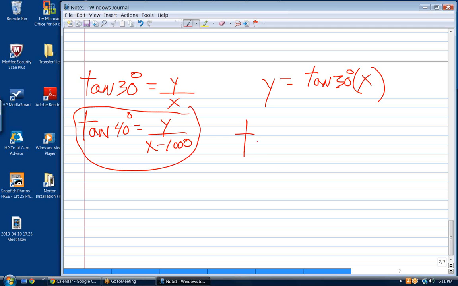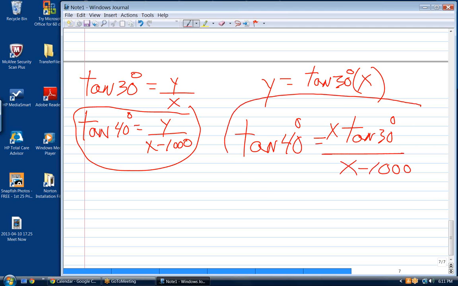So now we got the tan of 40 degrees equals, instead of y, I'm going to write tan of 30 degrees times x divided by x minus 1,000. Now we got one equation and only one unknown. Remember, this is a number, this is a number. So, what's the next step in solving this?